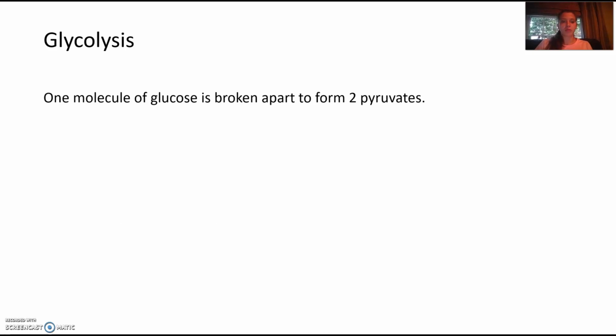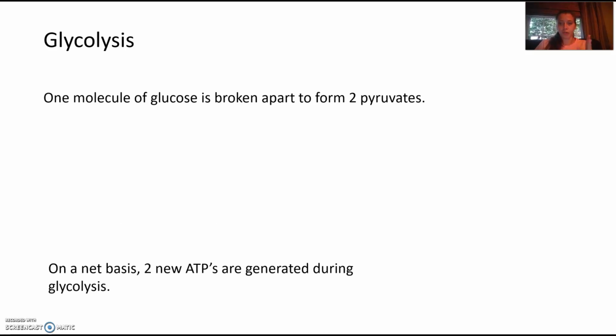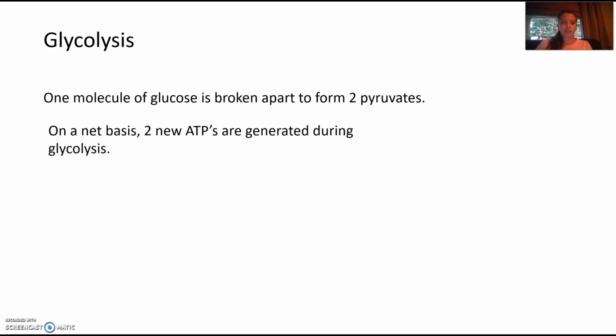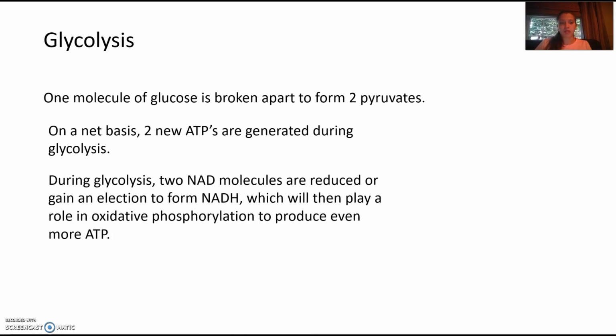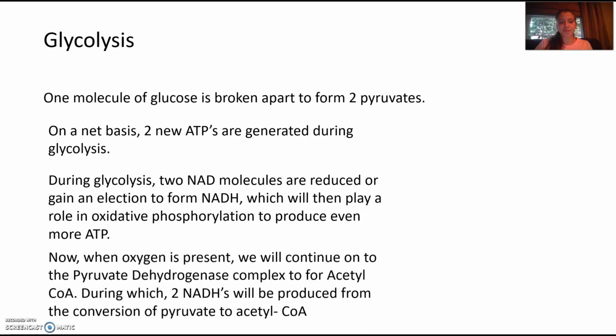One molecule of glucose is broken apart and it forms 2 pyruvates. On a net basis, 2 new ATPs are generated during glycolysis. 2 are used, 4 are actually generated, so if you cancel those out, 2 are ultimately formed. During glycolysis, 2 NAD molecules are also reduced, or they gain an electron and form NADH, and that plays a role in oxidative phosphorylation, which I'll talk about later, and that produces even more ATP.